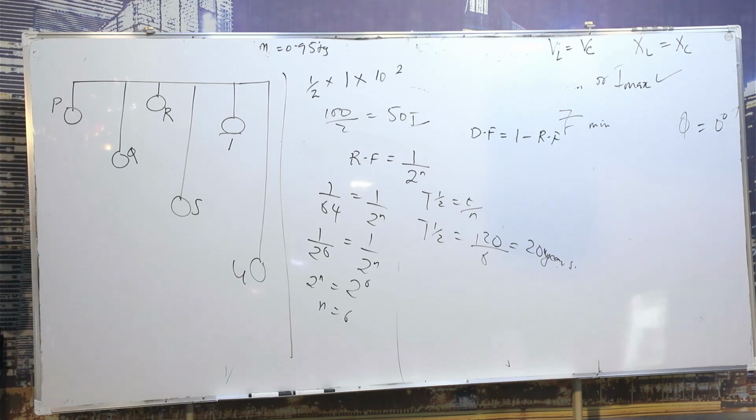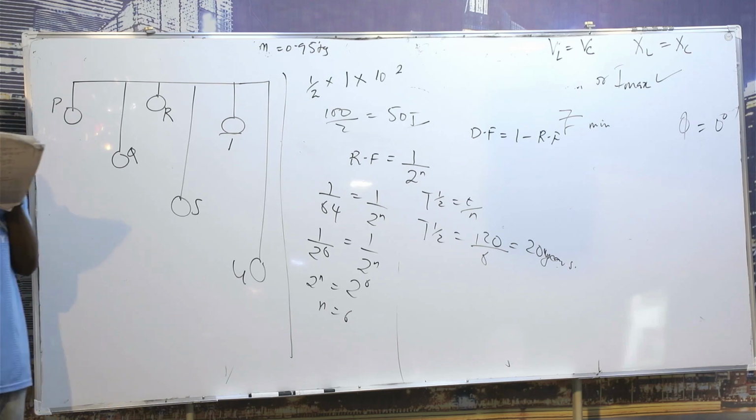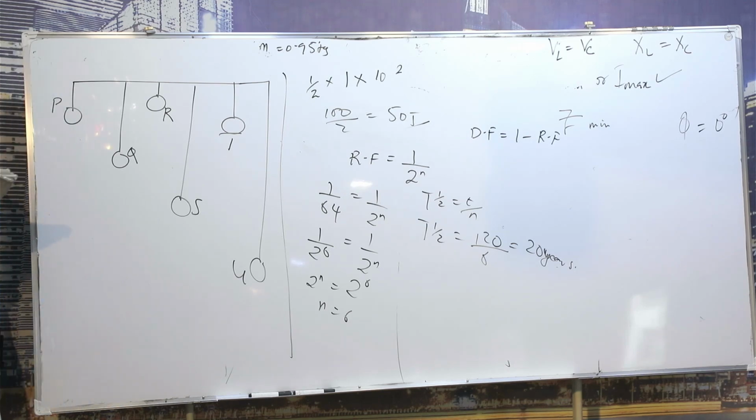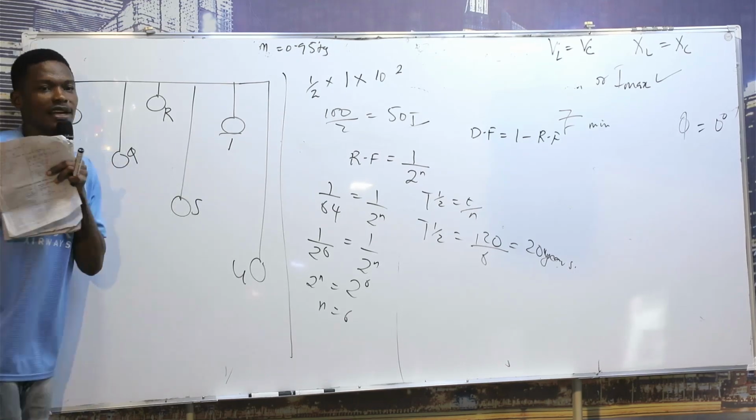In the diagram above, which of the simple pendula will resonate with P when set into oscillation? Which one will resonate with P? Is it T? Do you know why?